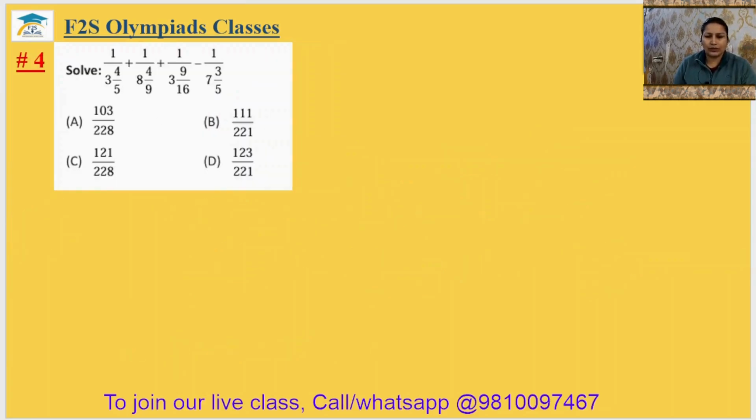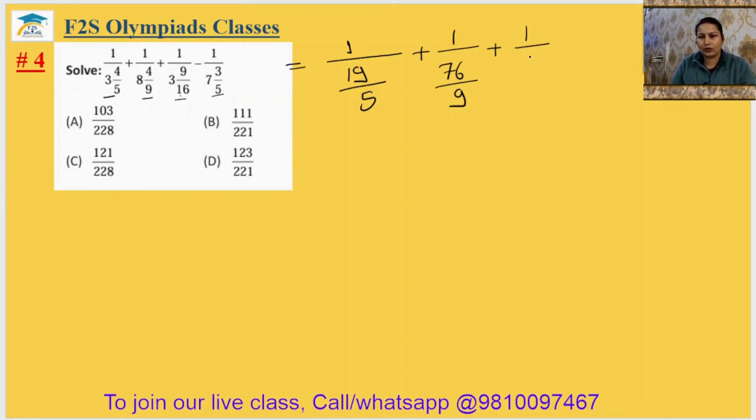Okay. Question number 3. Solve and write the answer. So how can we solve this one? First we will convert all the denominators to improper fractions, as they are written as mixed numbers. If you convert to improper fractions, it will be 1 upon 5 threes are 15 plus 4, 19 by 5, plus 1 upon 76 by 9, plus 1 upon 57 by 16, minus 1 upon 38 by 5.